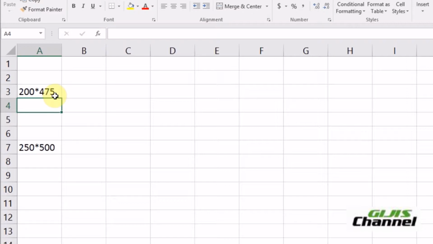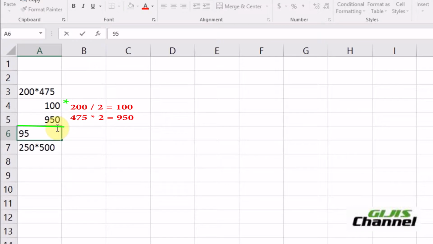So the first thing we need to do is divide the first number in half. In other words, 200 divided by 2. So the first number in half, 200 divided by 2, is 100. And then double the second number. When you double 475, it is 950. Now multiply both numbers, 100 times 950. So the answer is 95, then add the three zeros. 1, 2, 3, three zeros.